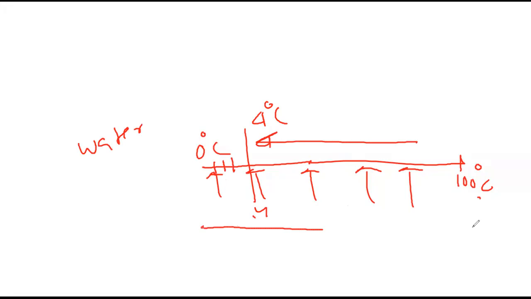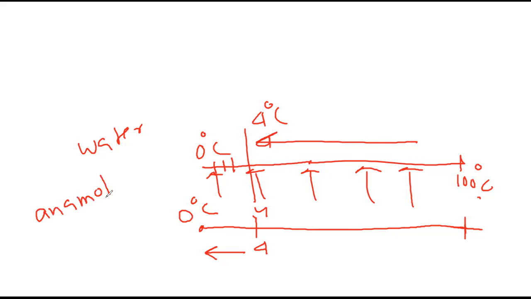Same way, when I condense it by cooling, directly it will not become 0. From 4, it will become 0. So water is very mischievous. This is the anomalous behavior of water. From 0 to 4, it behaves abnormally. That is called anomalous behavior.